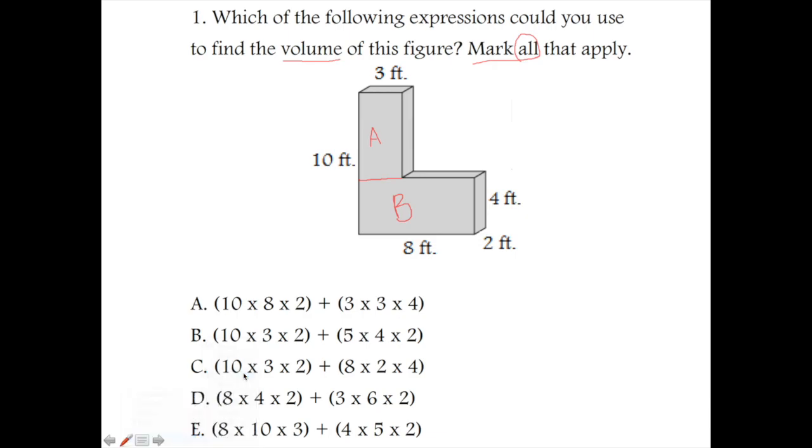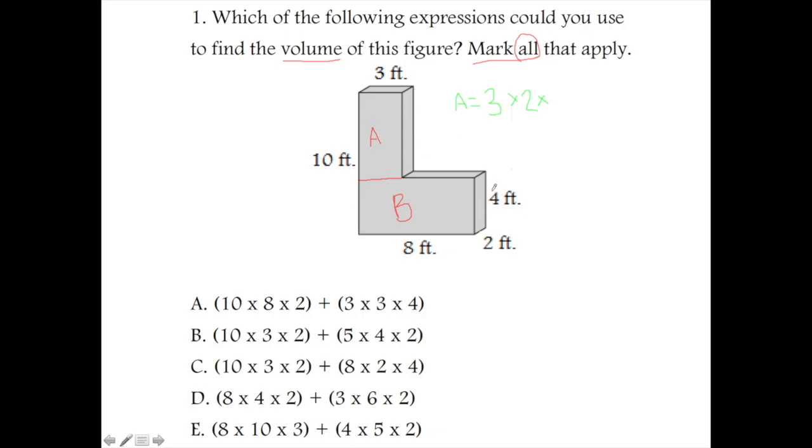Alright, so I need to find the length, the width, and the height of box A. So for box A, I can see that the length is 3 feet. The width never changed. I didn't cut or split the width, so it's the same as it is in the bottom. It's going to be 2 feet. But the height, I did cut. I did split the height. So it's not 10 anymore, because I'm not talking about this whole piece. I'm only talking about the top part of it.